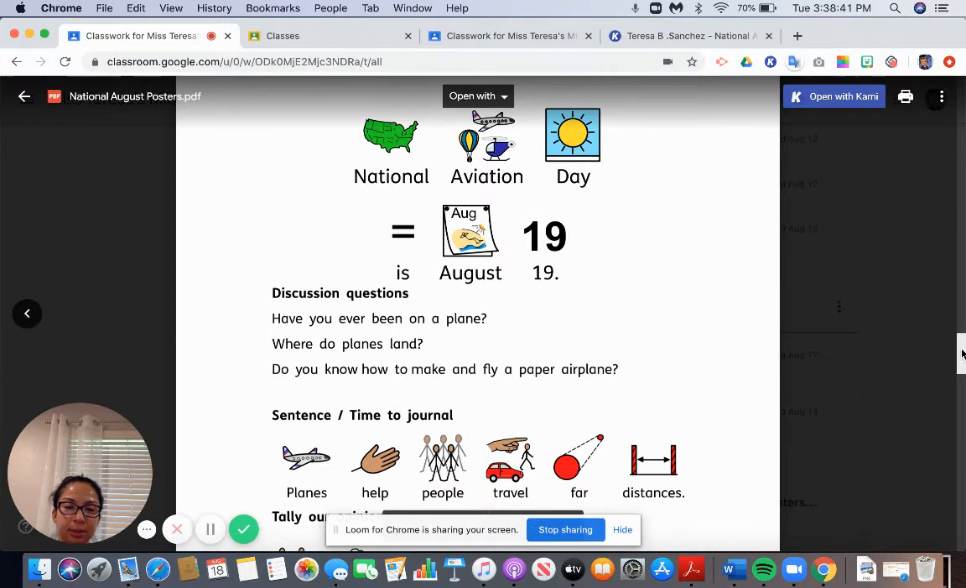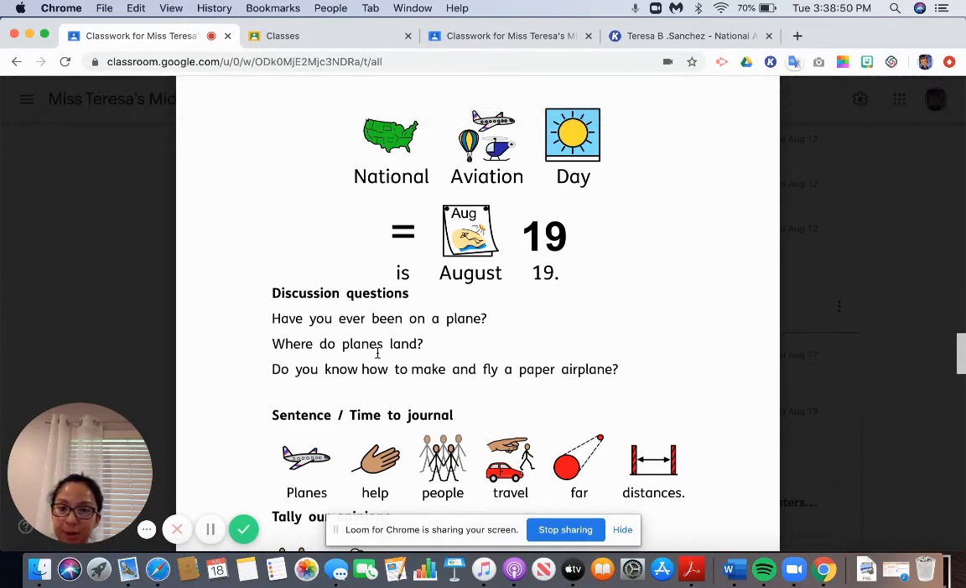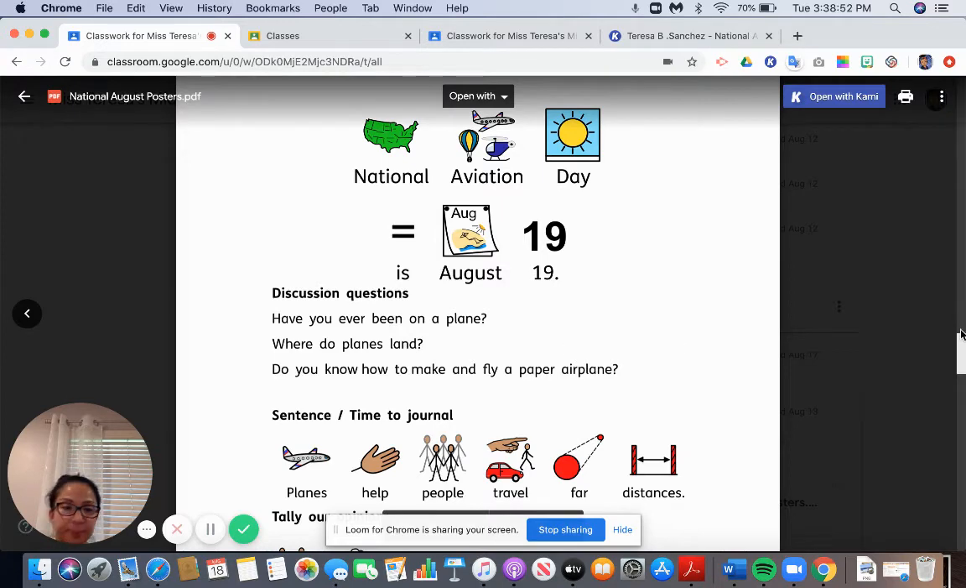And last spring, I did a lesson, if you remember, about paper airplanes. And I put some videos online for you to watch and make your own. So did any of you make one? Let me know.